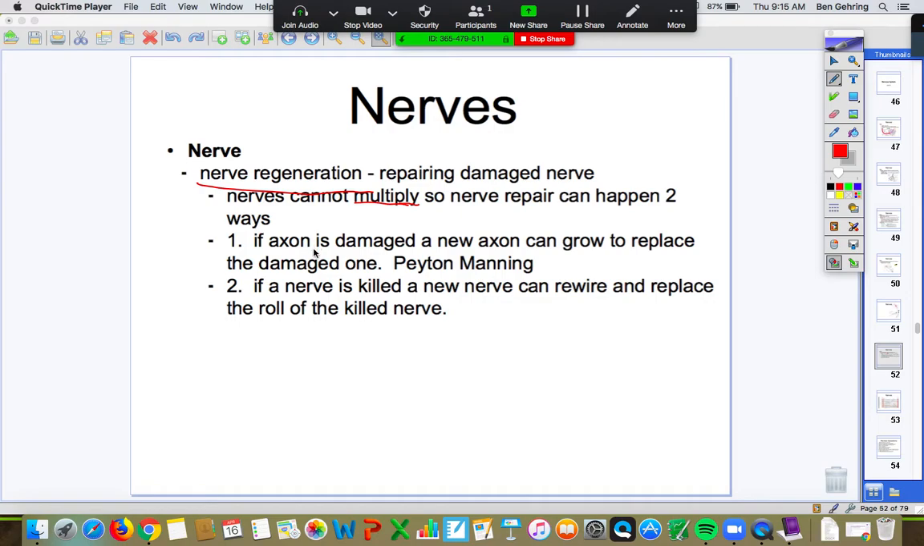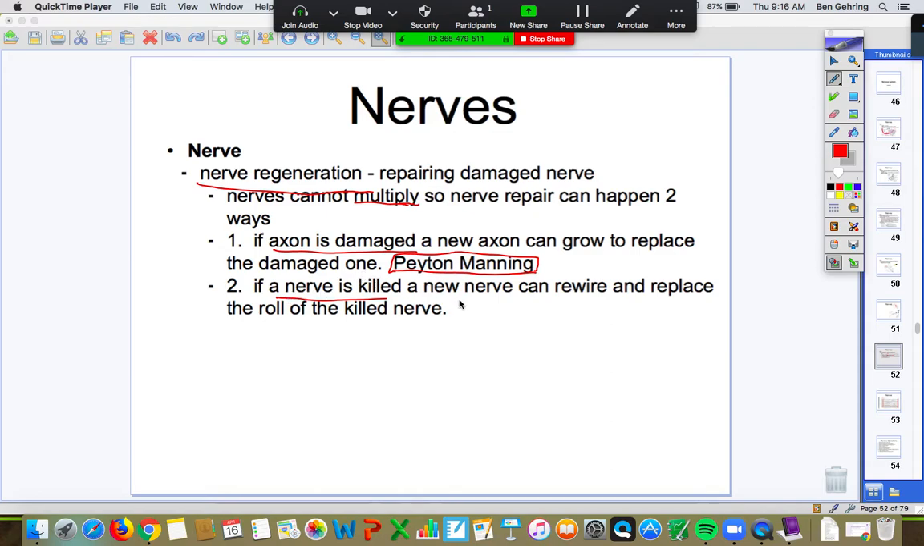If your axon is damaged, you can get a new axon to grow and replace the other one, and you can have connections reoccur. So they can grow, but they can't divide themselves. Peyton Manning is an example of this. He had a damage in his arm, and over time he got his feeling back and is now fully functioning, has everything back that he had before. That's an example of he damaged an axon, and then his axons were able to regrow and replace the damaged one. So they were able to fill in the gap that was left by the damaged axon.